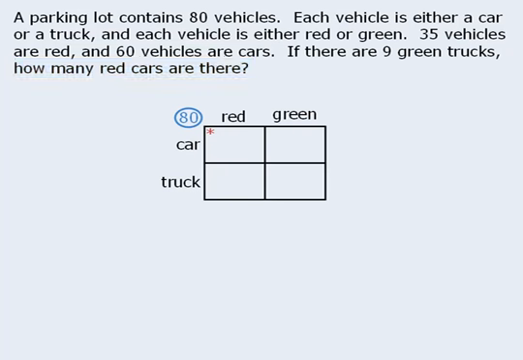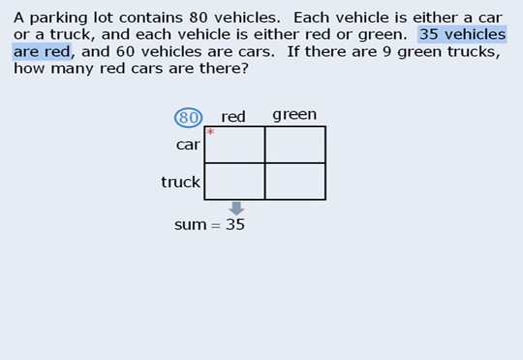Alright, it's time to start adding information. First, we are told that 35 of the vehicles are red. Now some of those red vehicles will be red cars, and some will be red trucks. At the moment, we don't have enough information to place any of the 35 red vehicles in either of the two boxes. However, since 35 of the vehicles are red, we know that the sum of these two boxes will be 35. So let's add this here. We now know that the numbers in the two yellow boxes must add to 35.